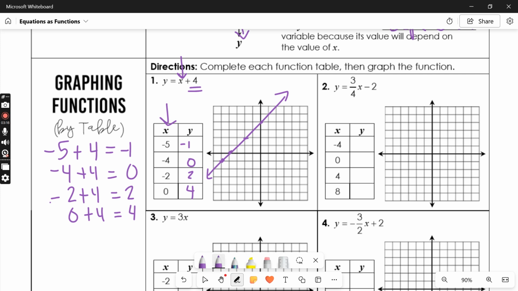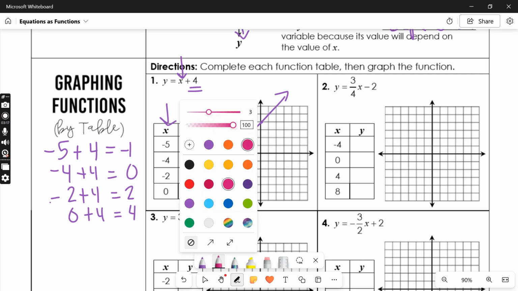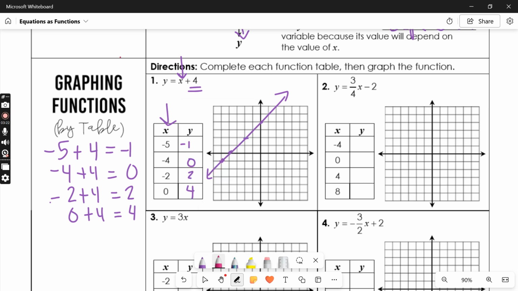Okay, there's another way you can do these. You can use your calculator to help you find these values for you. So I'm going to show you how to use your calculator to help with that. So we have y equals 3/4 x minus 2. So I'm going to put this into my calculator.